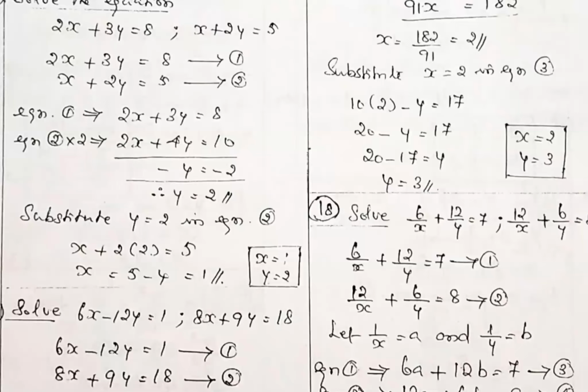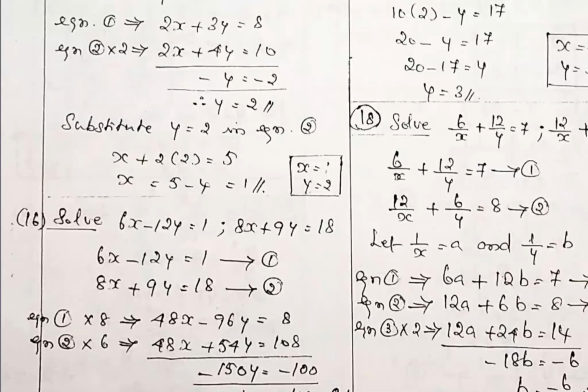Also the same model: 6x minus 12y is equal to 1, equation number 1, and 8x plus 9y is equal to 18. Same idea. Coefficients are not the same, you make them the same. Easy method is, you see the first x coefficient is 6, and in the second equation the x coefficient is 8. So first equation multiplied by 8, second equation multiplied by 6. So automatically the x coefficient becomes 48, 48.